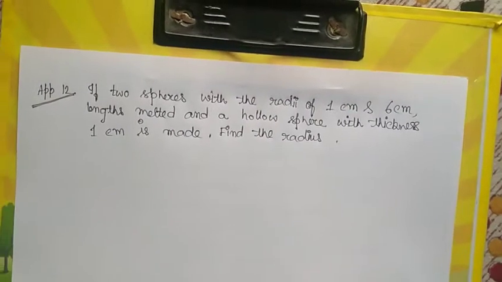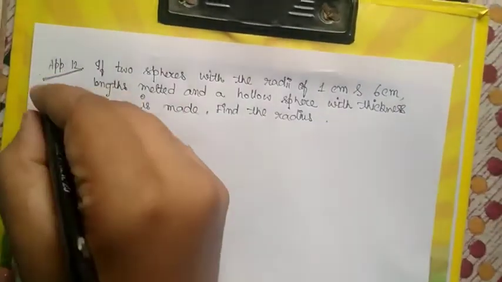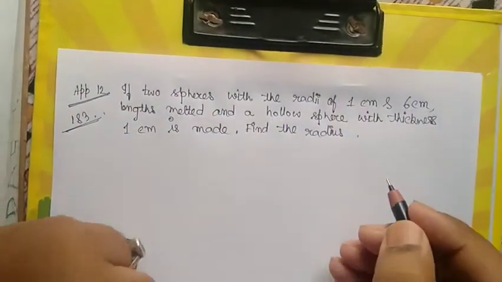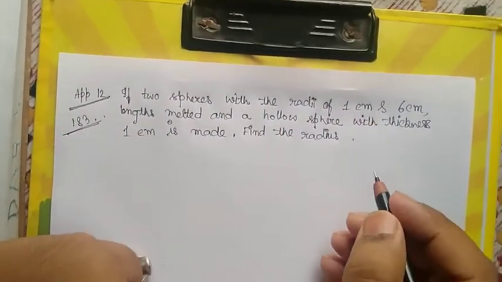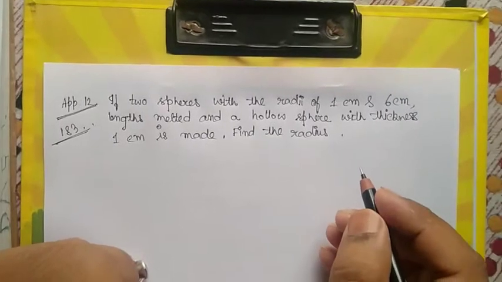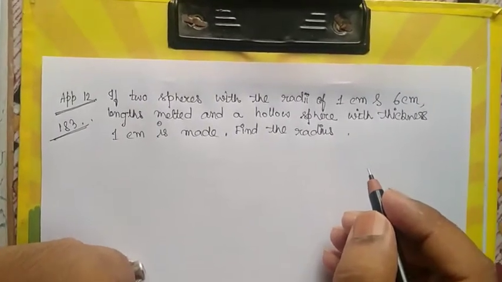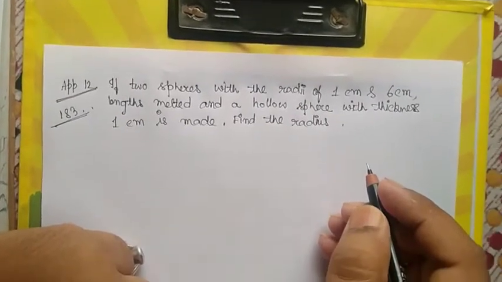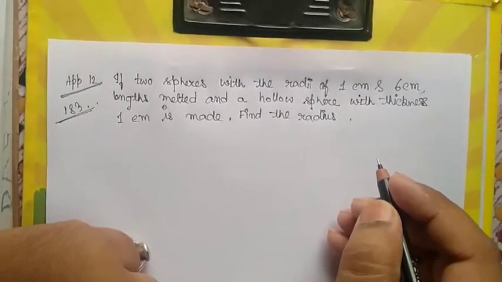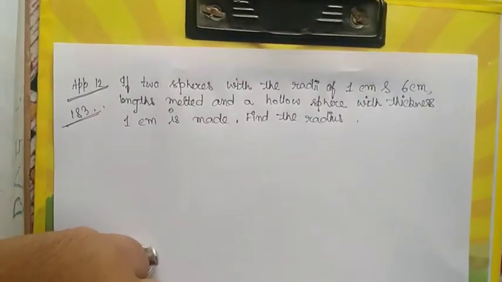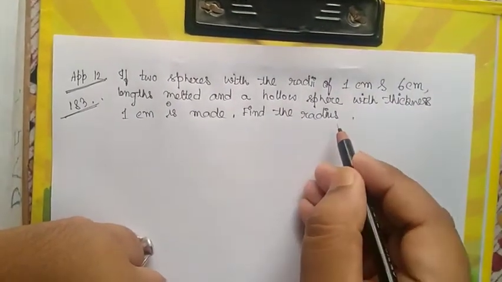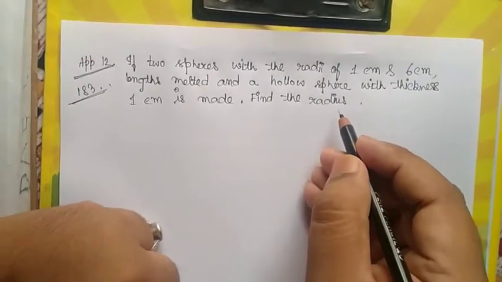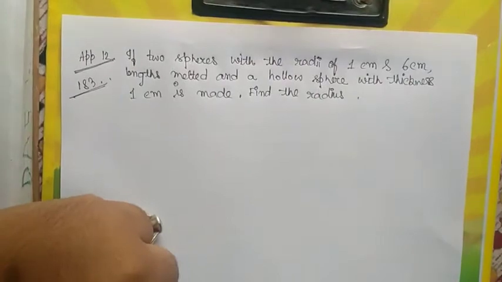This is application number 12 on page 183. This is an important sum. The sum is, if two spheres with radii of 1 centimeter and 6 centimeters are melted and a hollow sphere with a thickness of 1 centimeter is made, let us calculate the outer curved surface area of the hollow sphere. First of all, in this question we have to find the radius. If you find the radius, then you can also find the outer curved surface area.